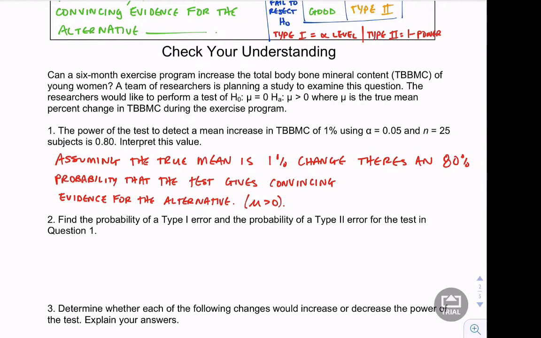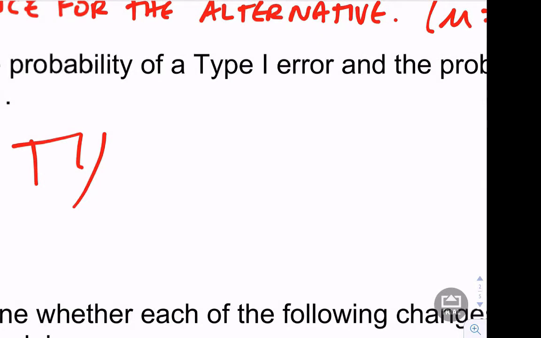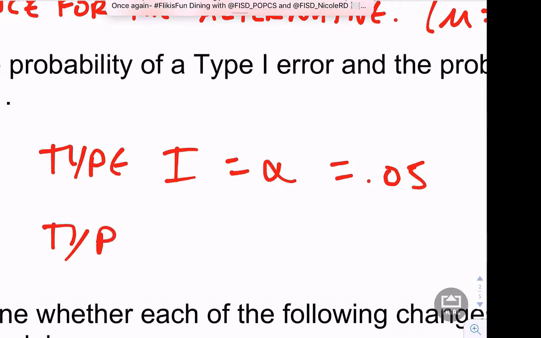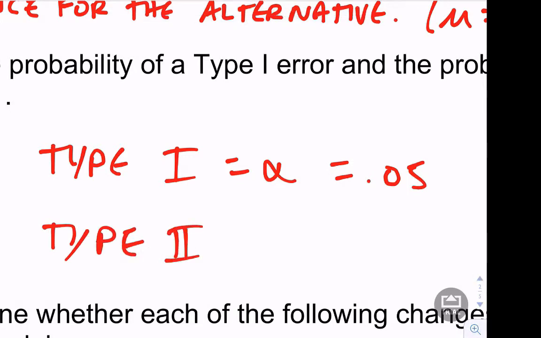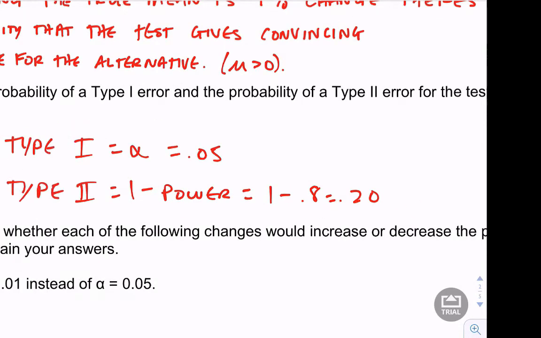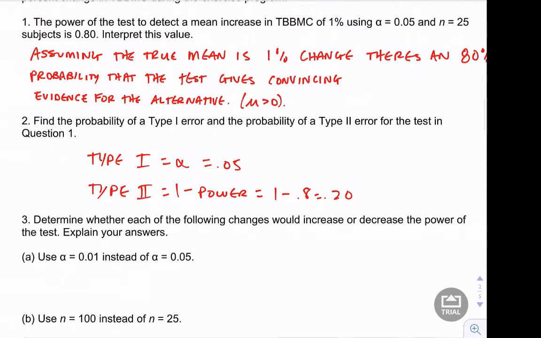So find the probability of a type 1 error. Our type 1 error is equal to alpha, which is equal to 0.05. And our type 2 error would be 1 minus the power, which would be equal to 1 minus 0.8, which is 0.20. Okay? So let's look at the implications of this.